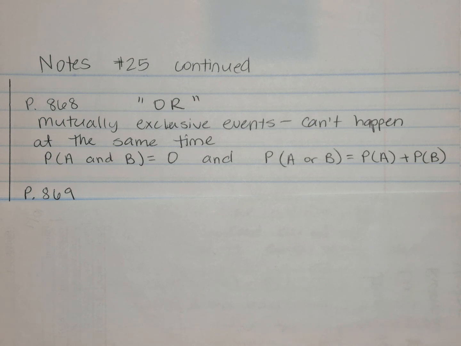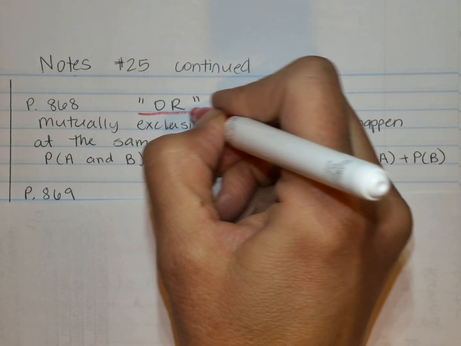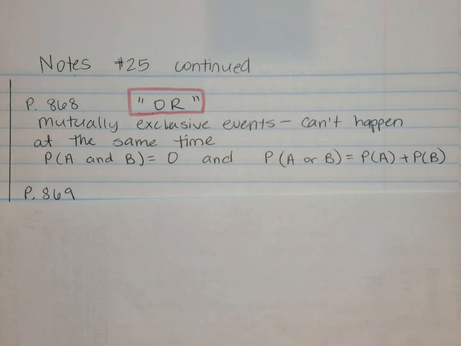All right, so back to the notes, just a little bit more notes and then a little bit more examples in the book. So now I was telling you guys those previous problems said and. Now I'm going to show you what to do if it says or. So this is on page 868.